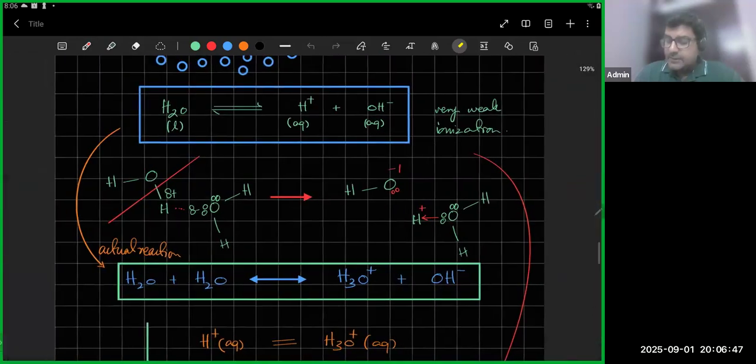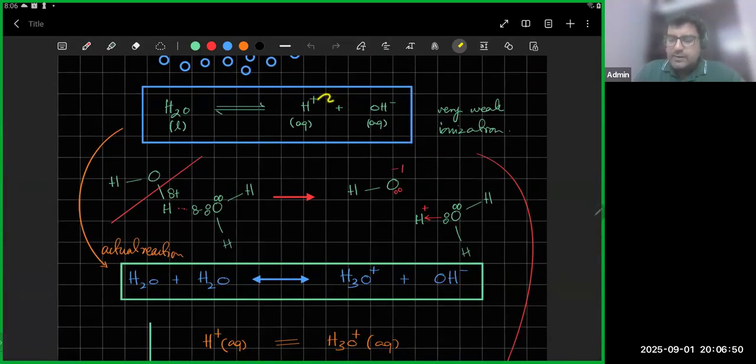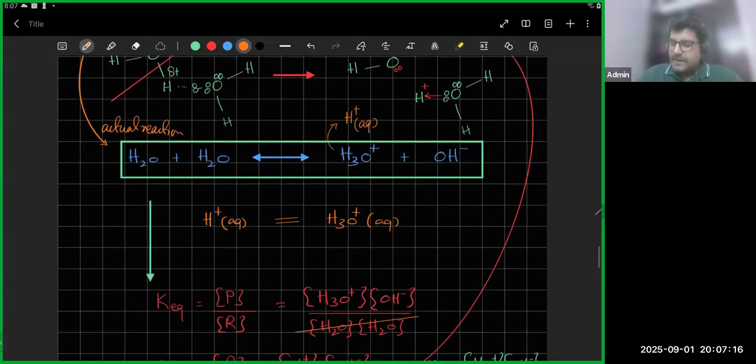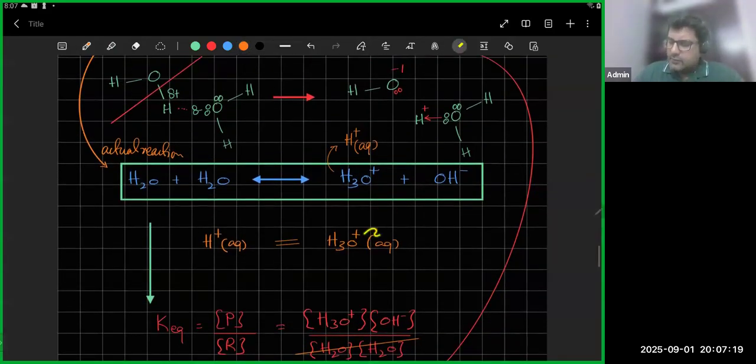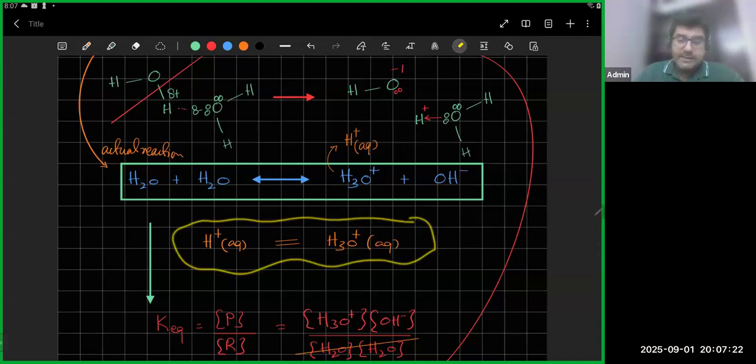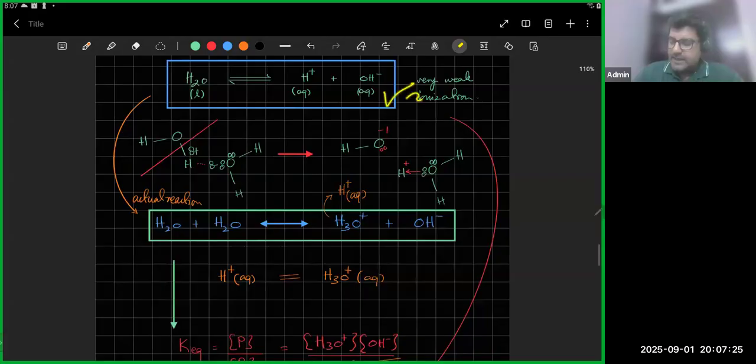And therefore, in the actual equation, you don't really have H plus one ions. What you actually have is an H plus one that is attached to some other water molecule. So that's called an H3O plus one ion. So this thing over here is what is often referred to as your H plus one aqueous. Okay, this is the actual equation. So this is what I told you, that H plus one aqueous and H3O plus one aqueous are kind of the same thing. Both of these reactions are kind of exactly the same.